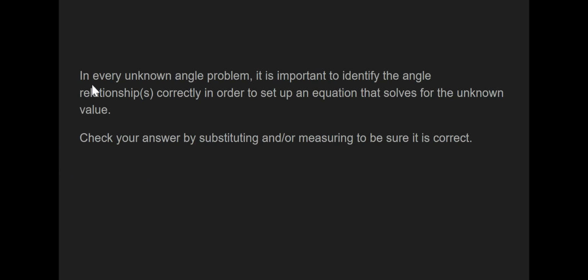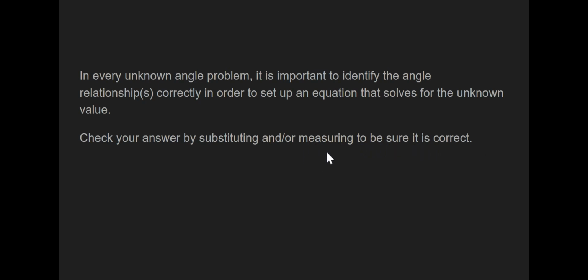All right, let's read together. In every unknown angle problem, it is important to identify the angle relationships correctly in order to set up an equation that solves for the unknown value. Let me just explain this real quick. You have to be able to identify the angles, set up an equation, and then solve for the unknown value. So take the angles, put them in an equation, solve, substitute, and you're done. And then you check your answers by substituting or measuring to be sure it is correct.